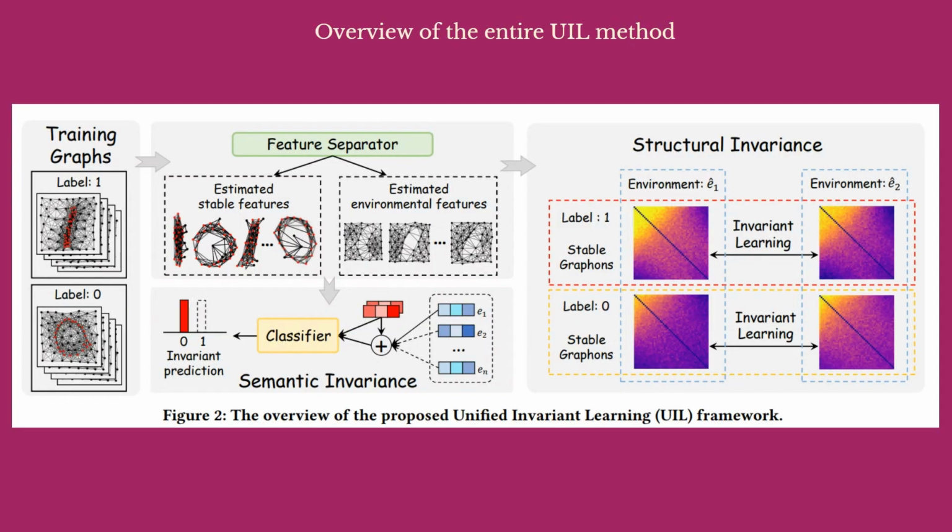This is the overview of the entire UIL method. The feature extractor extracts the stable and environmental features, followed by a graph level GNN encoder, which is followed by a classifier. This is for the semantic invariance. In structural invariance, we learn something known as graphons, and we try to make the representations of the graphons per class per environment close. It is explained later in the loss function.